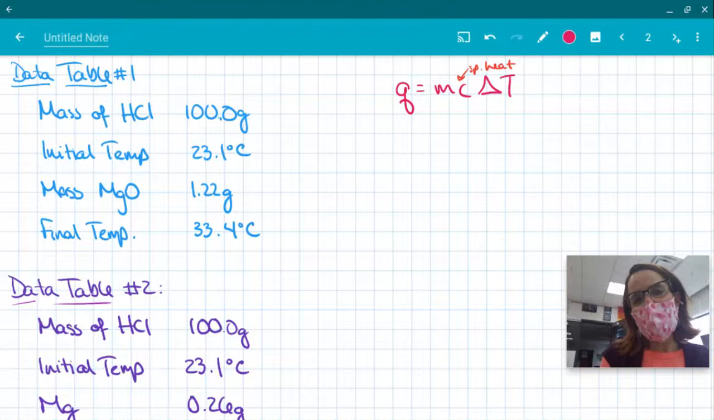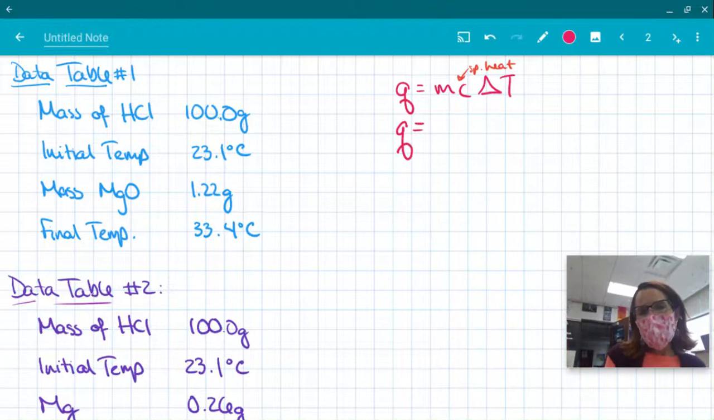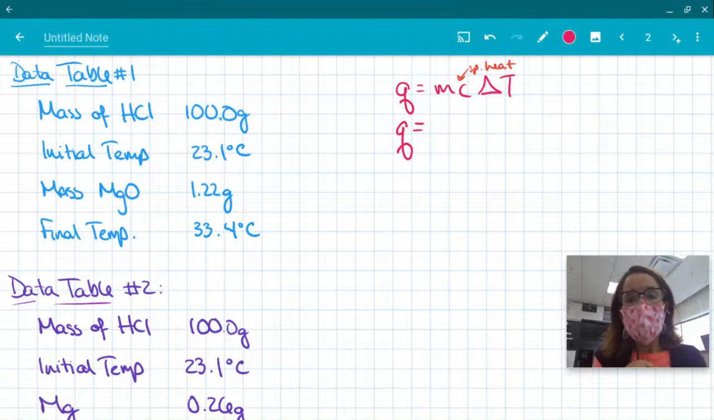Remember that C is the specific heat. Q is what we're looking for, so we're going to write Q. M is the mass of, in this case, we're going to pretend it's water. It's really hydrochloric acid. The mass of water is super cool because 1 milliliter of water equals 1 gram of water. That's how the metric system is set up. That's not 100% true for hydrochloric acid, but our hydrochloric acid was really dilute, so it was mostly water. So we're going to say, okay, close enough.